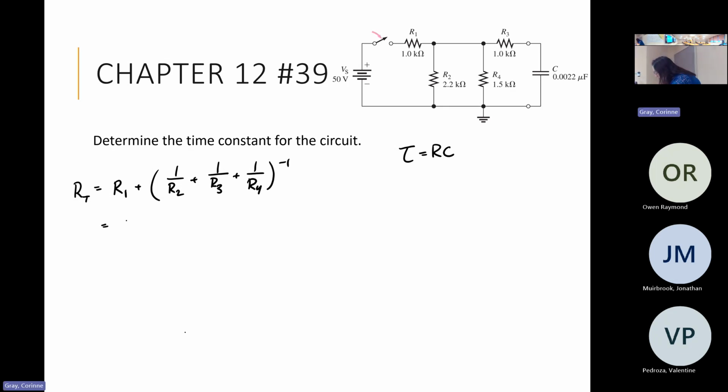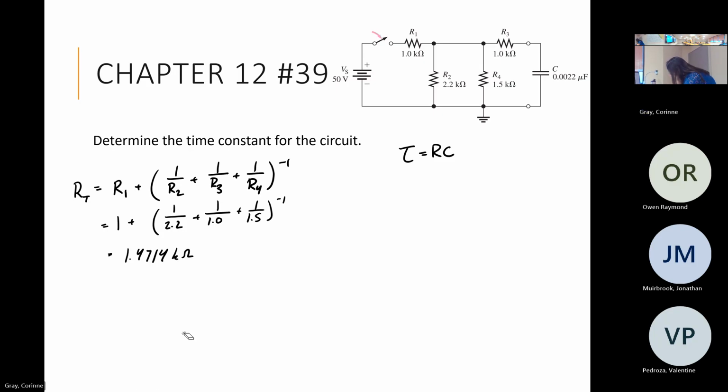So if we go through and do this, we'll have 1 plus 1 over 2.2 plus 1 over 1 plus 1 over 1.5, inverse. And that gives us 1.471 kiloohms. What do we want to do next?